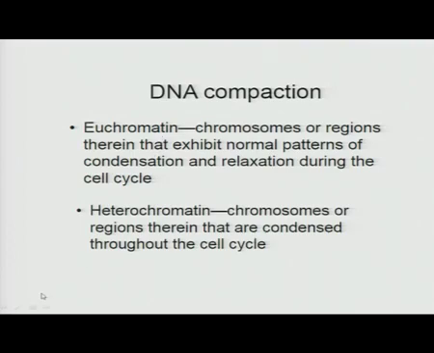Euchromatin exhibits a normal pattern of condensation and relaxation during the cell cycle. As euchromatin is less condensed, it can undergo condensation and relaxation during the cell cycle, while heterochromatin is that region of the chromosome which is highly condensed and does not go through condensation and relaxation, because it is highly condensed, and high condensation helps the DNA to reduce its size.